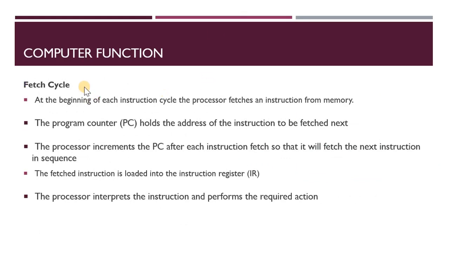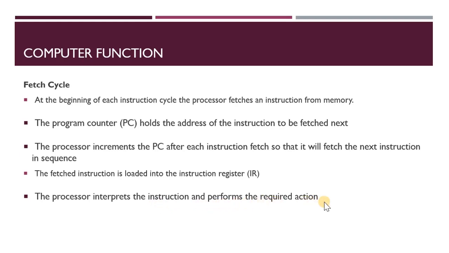In the instruction fetch cycle, at the beginning of each instruction cycle, the processor fetches an instruction from memory. The program counter, or PC, holds the address of the instruction to be fetched next. The processor increments the PC after each instruction fetch so that it will fetch the next instruction in sequence. The fetched instruction is loaded into the instruction register. The processor interprets the instruction and performs the required action.